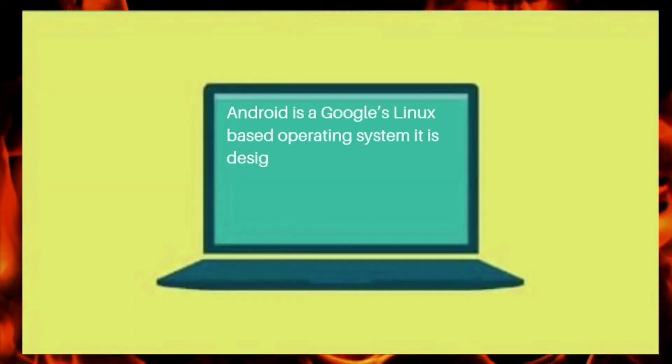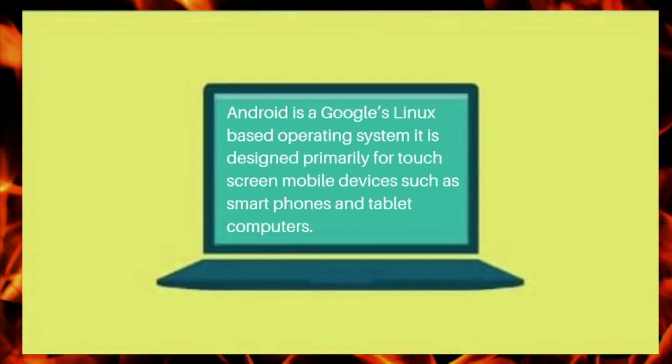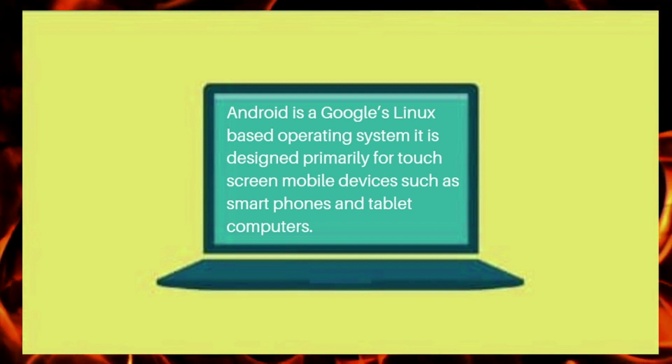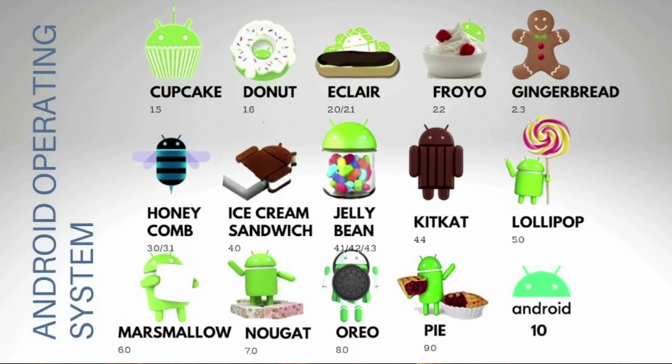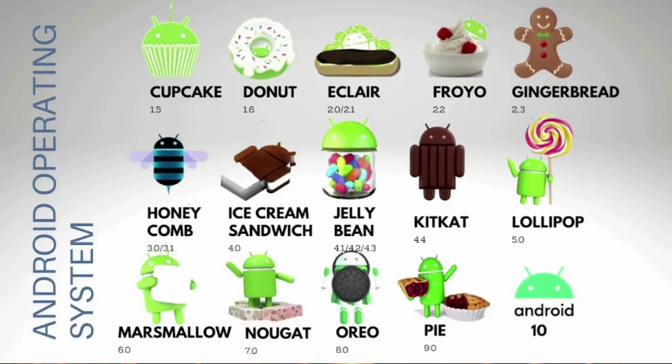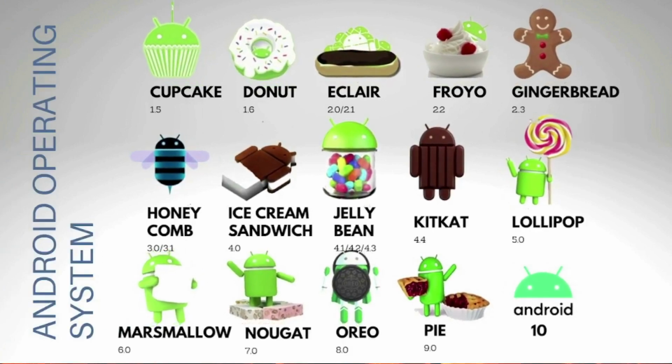Android is Google's Linux-based operating system. It is designed primarily for touchscreen mobile devices such as smartphones and tablet computers. Android operating system versions: Cupcake, Donut, Eclair, Froyo, Gingerbread, Honeycomb, Ice Cream Sandwich, Jelly Bean, KitKat, Lollipop, Marshmallow, Nougat, Oreo, Pie and Android 10.